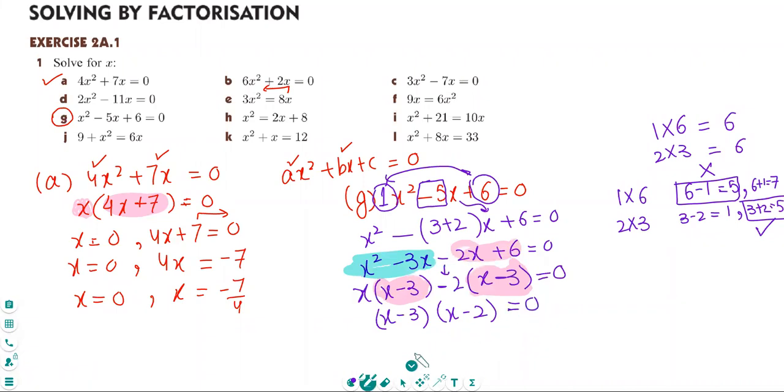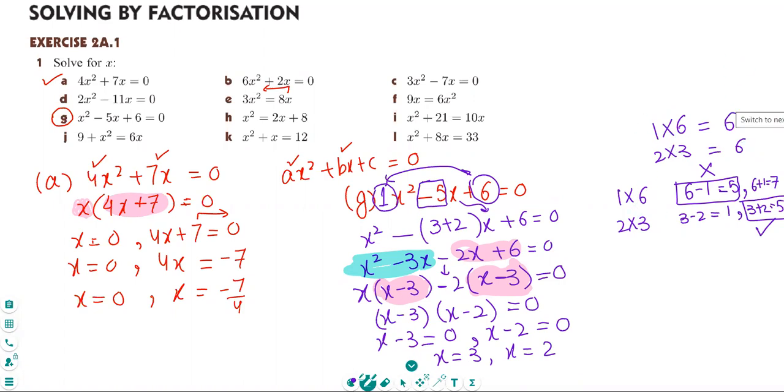Now we'll be using the null factor property. That is, if you multiply both and the product is equal to 0, then we can write x minus 3 equal to 0, and the second one will be x minus 2 equal to 0. So shifting this -3 there, x will be 3, and x is equal to 2. So we got x is equal to 3 and x is equal to 2. These are the roots of the quadratic equation, right?